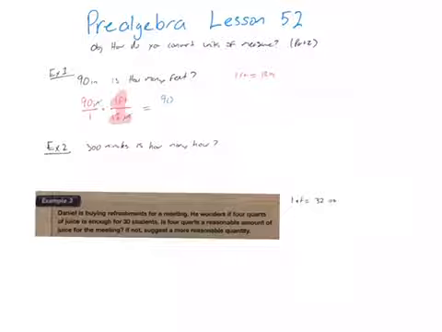And then I will get 90 times 1, which is just 90 feet, over 1 times 12, which is 12. So 90 over 12 feet, which is the same thing as 7.5 feet. So 90 inches is 7.5 feet.